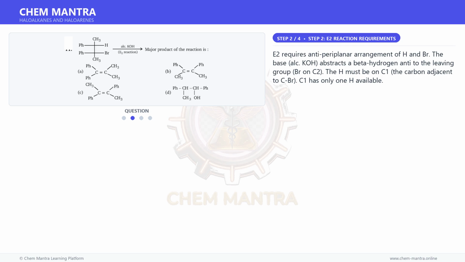E2 requires antiperiplanar arrangement of H and Br. The base, alcoholic KOH, abstracts a beta hydrogen anti to the leaving group, Br on C2. The H must be on C1, the carbon adjacent to CBr. C1 has only one H available.